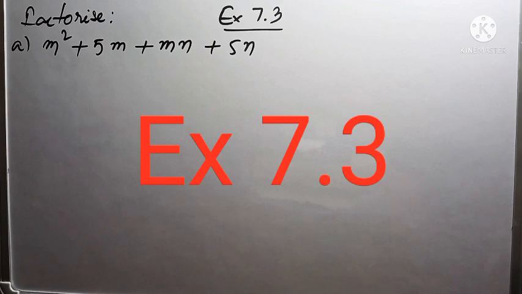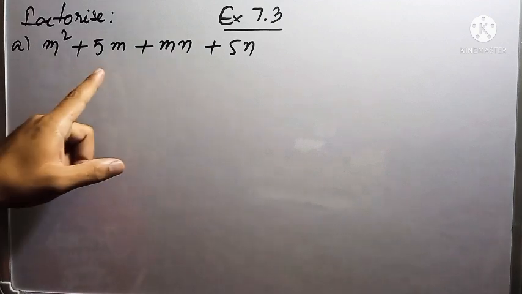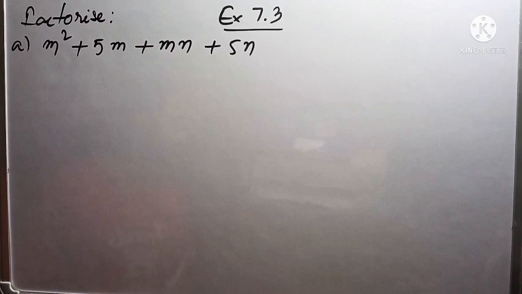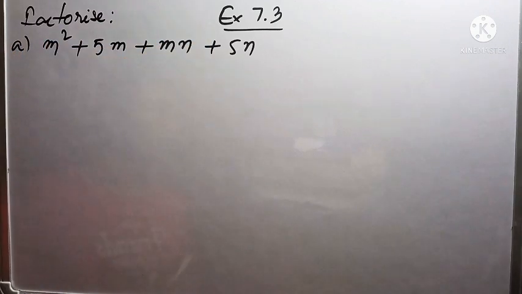Hello students, today we're going to start our 7.3 factorize. The first question is m square plus 5m plus mn plus 5n. In this exercise, what kind of factorization are we going to study? This is factorization by grouping. So we have here how many terms? 1, 2, 3, 4. We have 4 terms.